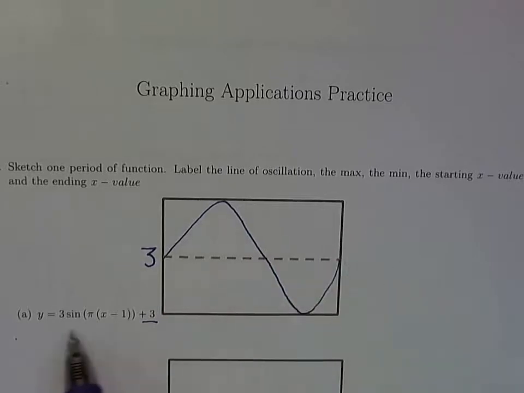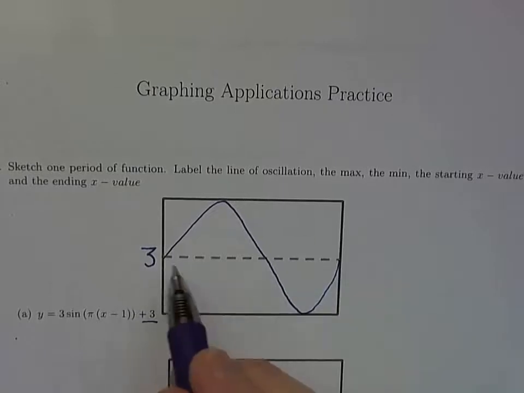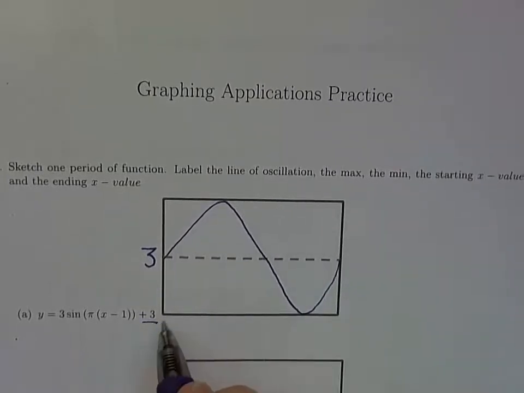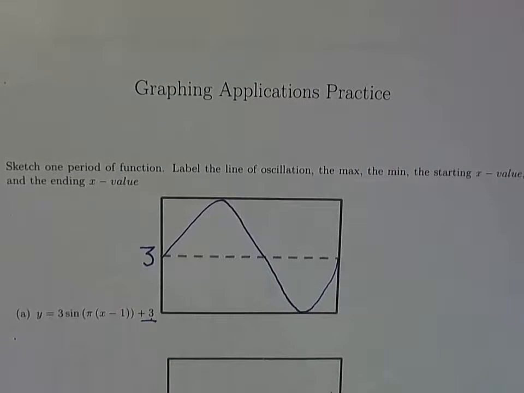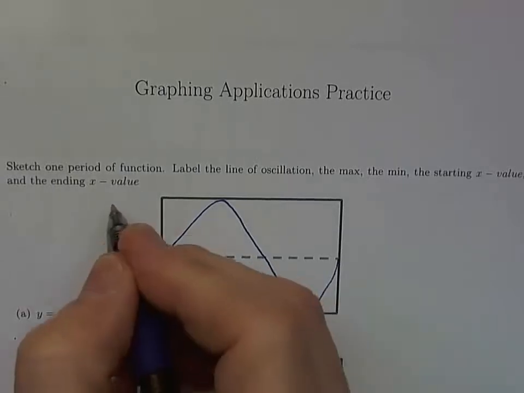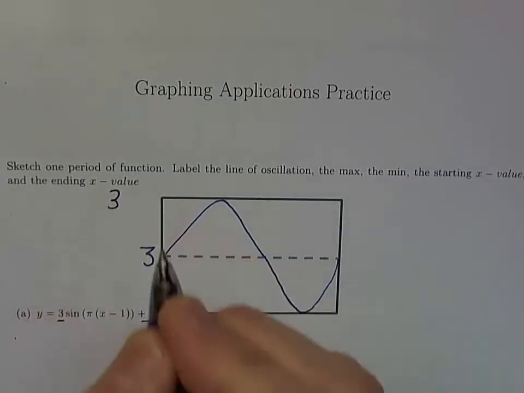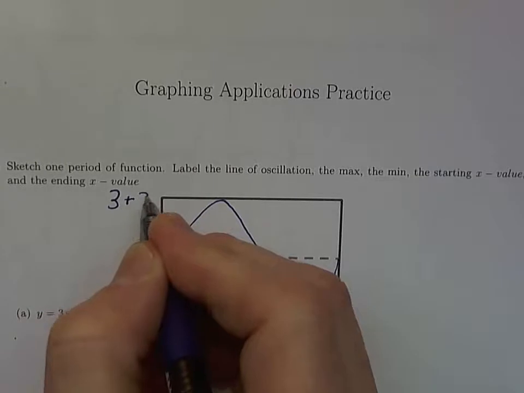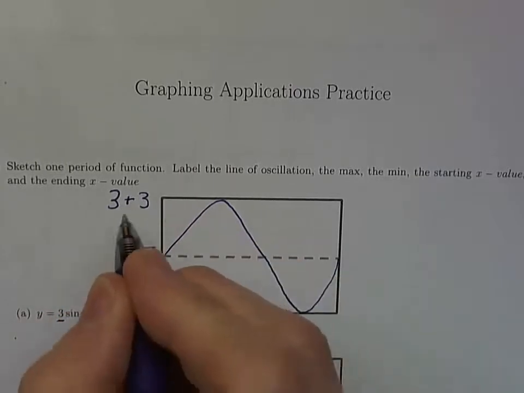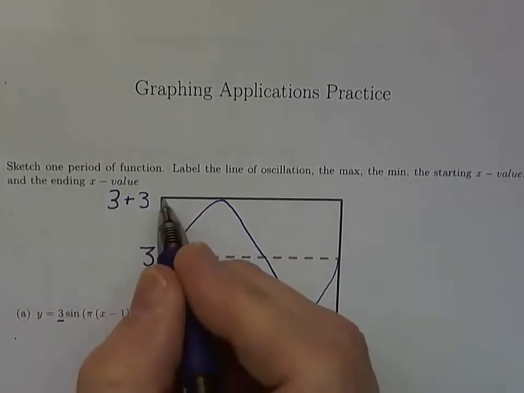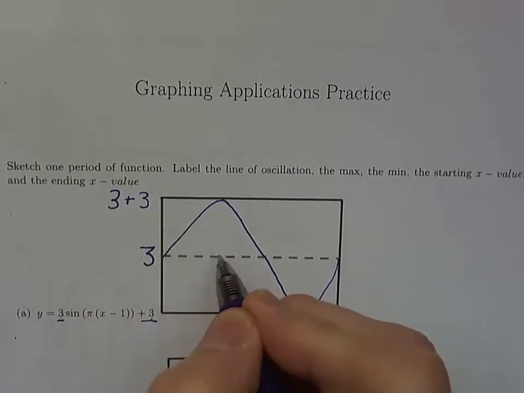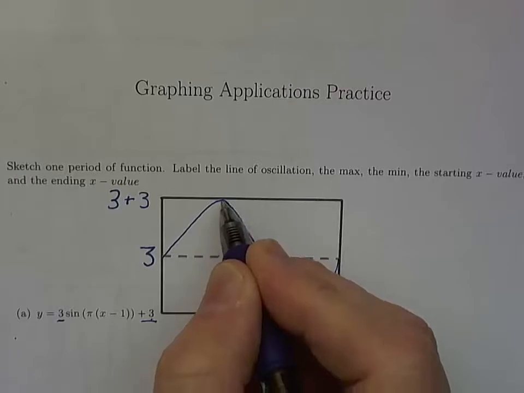So when you're wanting to do a quick sketch of this, I've got this rectangle that's going to contain one period of this graph. This 3 goes right here. Now, the amplitude is 3. So I'm going to add 3 to this 3, and I get 6. That's how I get the maximum of the graph, because I take the line of oscillation, add an amplitude to it, and I get the maximum here.